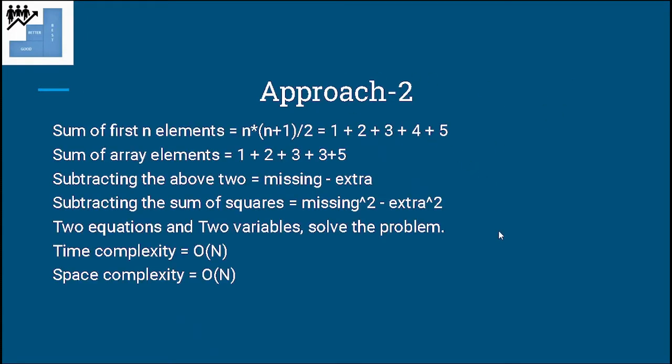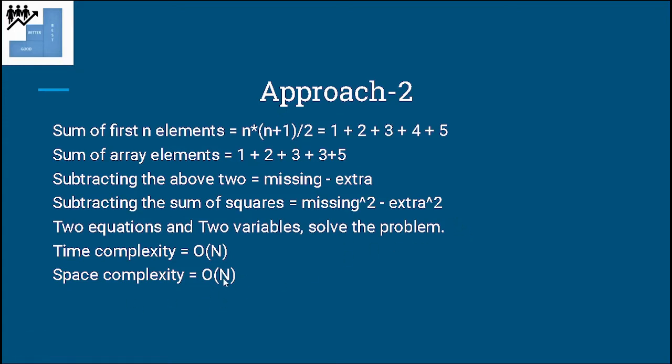In the second approach, which is more mathematical but very easy, we sum the first n elements, because the numbers could be between 1 to n, and then we sum up the array elements. Now when you subtract one from the other, what you get is missing minus extra. Similarly, when we subtract the sum of squares of these two things, we get missing square minus extra square. We have two equations and two variables. Just solve them and get the answer.